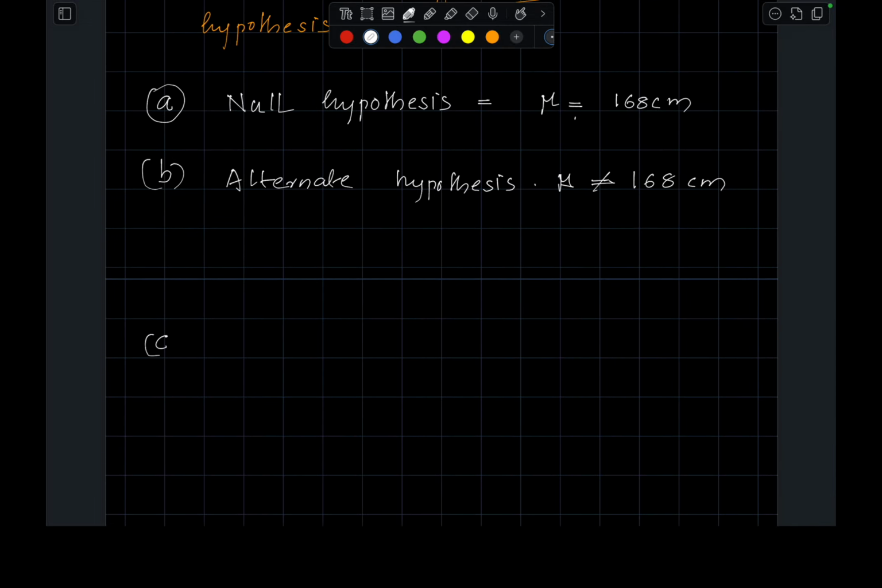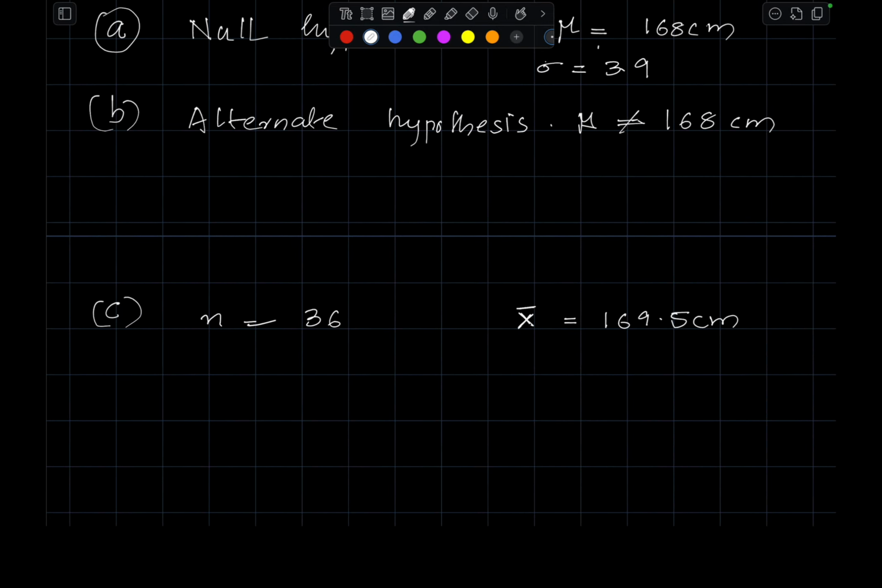And then C is the case where we have to do the experiments, right? So we have the population mean, then we have the population standard deviation also, which is 3.9. We have the sample size, which is n, which was 36. And then we also had the sample mean, which is 169.5 centimeter, right? These were the parameters which were given.